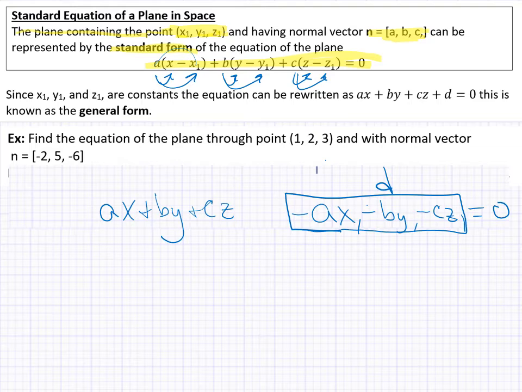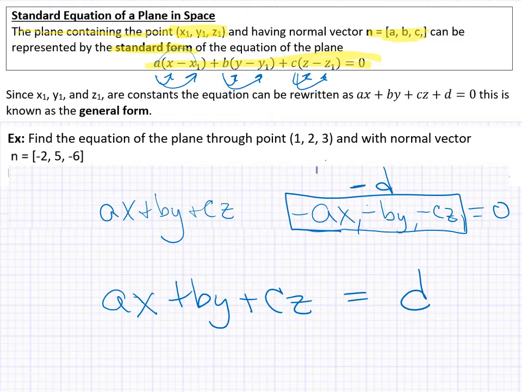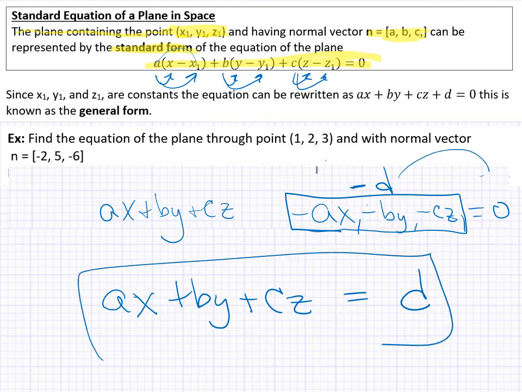I can move it around no matter where I want because it's a constant. And I can write this as ax plus by plus cz, say, equals d. Well, in that case, this is negative d, so d moves to the other side. Now it's d.